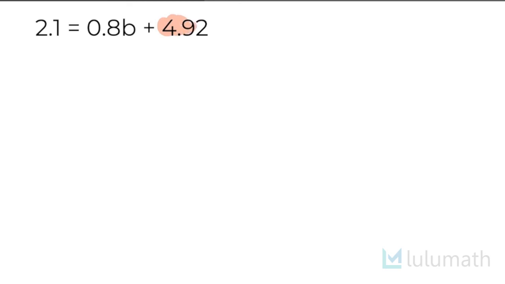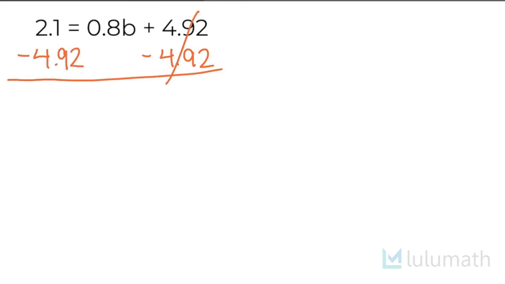So I'm going to start by trying to get rid of this 4.92. Because it's positive, I'm going to subtract 4.92. But whatever I do to one side, I need to do to the other side of my equation. So when I subtract 4.92 from 2.1, I get negative 2.82. And that's equal to 0.8b. I just bring down that 0.8.